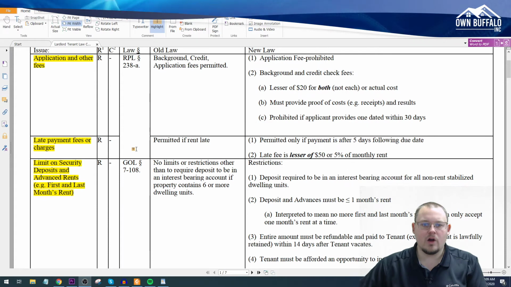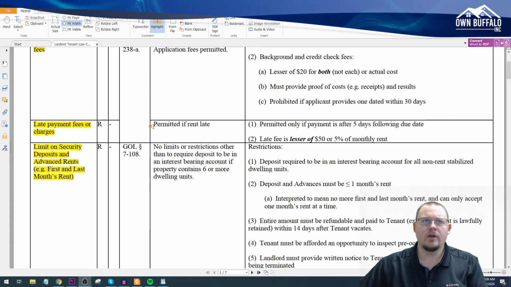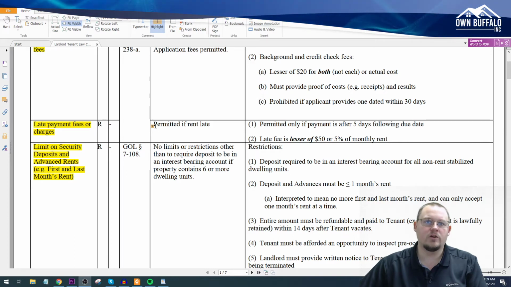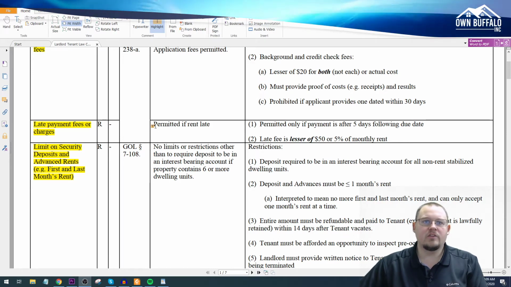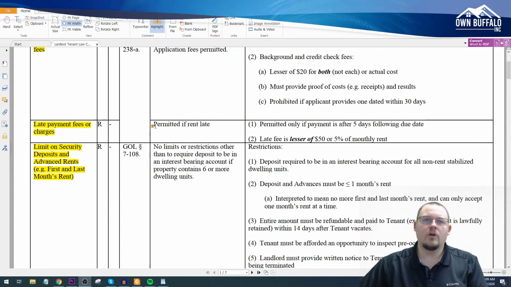Next thing that I wanted to talk about was the change in late fees. We used to be able to charge a late fee of, I think ours was $50 and $2 a day. There wasn't really a state statute that controlled what the late fees could be. That has changed. Late fees are now permitted only if the payment is received more than 5 days after the due date, and it's the lesser of $50 or 5% of the gross rent. So that's important to know.